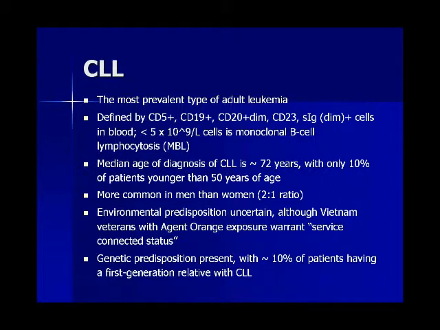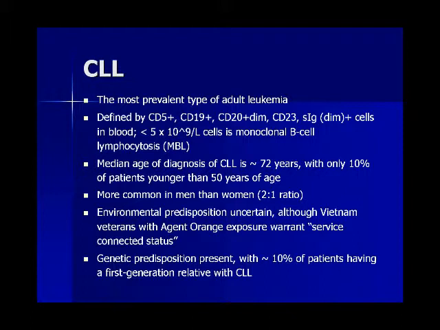So CLL is a very common type of adult leukemia, mainly because people who have the disease often survive for very long periods of time. So it's not necessarily the fact that it occurs more commonly, but it's the fact that people who have the disease have it for long periods of time. So there's a lot of people out there in the community with CLL.